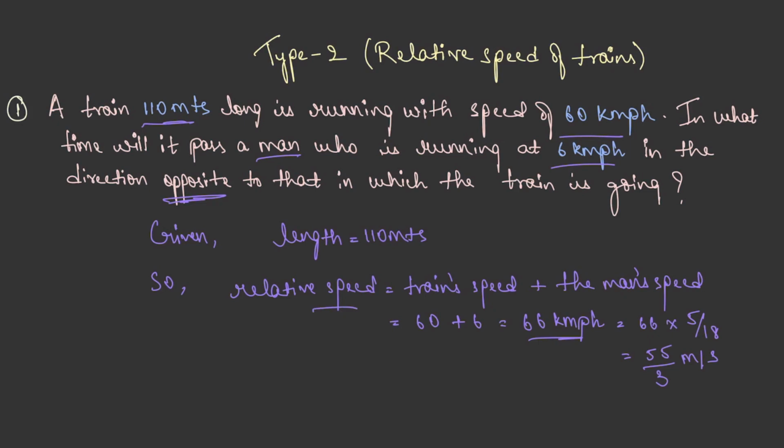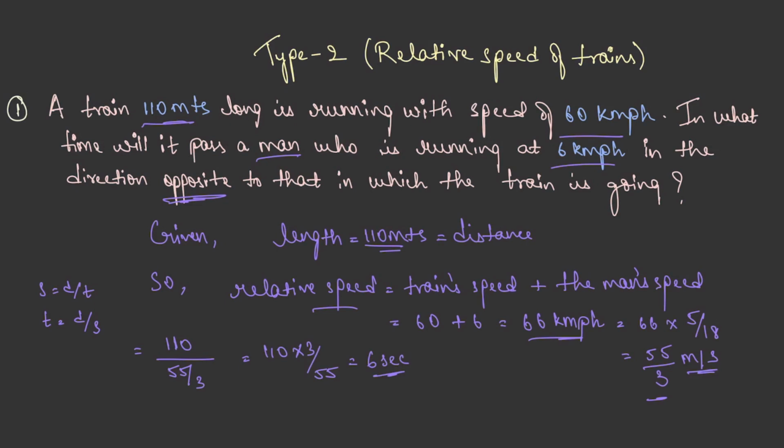Found the speed, and they have given us the length, which is 110 meters, and that is distance. And they have asked us the time. So we know that speed is equal to distance by time. So time will be equal to distance by speed. Now we know the distance, let us substitute it, it is 110. Then the speed is 55 divided by 3. So 110 into 3 divided by 55, that is 6 seconds. We are done with question 1.